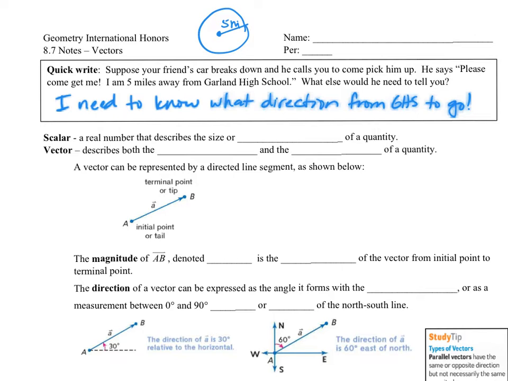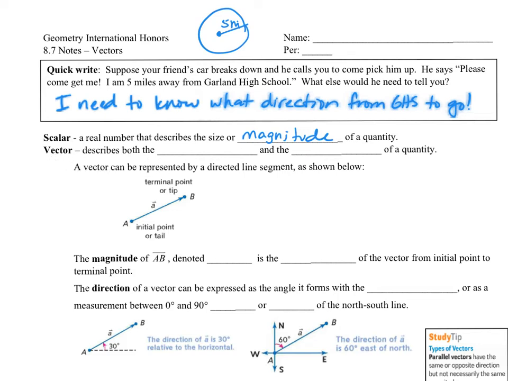Okay, so a couple things we need to talk about first is we need to get some vocabulary out of the way. So let's talk about this idea of a scalar. A scalar is a real number that describes the size or the magnitude of a quantity. So how large something is. So it's just a constant, it's a number. All right. So what is a vector?